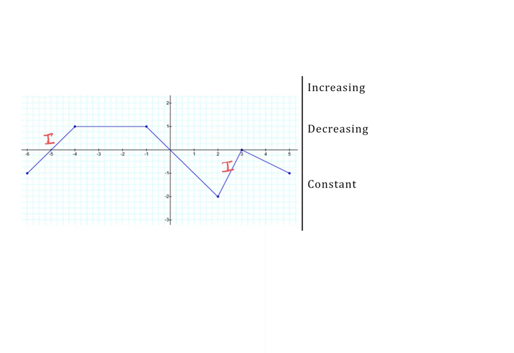But when you're writing the interval, we're looking at x values. So it's increasing from negative 6 to negative 4, and it's including both of those points. So I have brackets: increasing from negative 6 to negative 4. And then it's also increasing from 2 to 3.